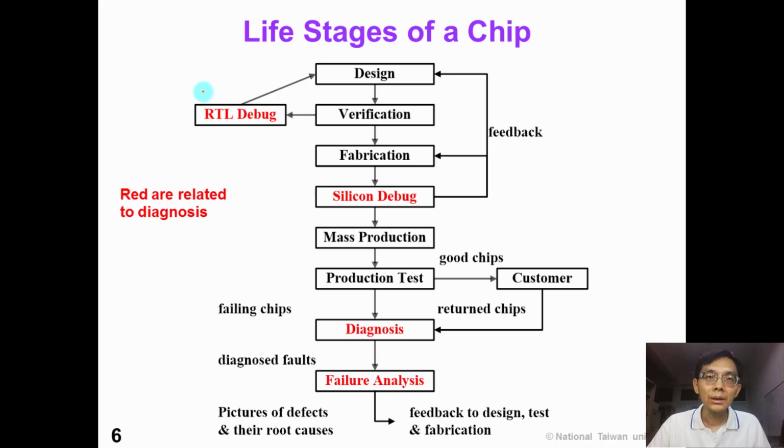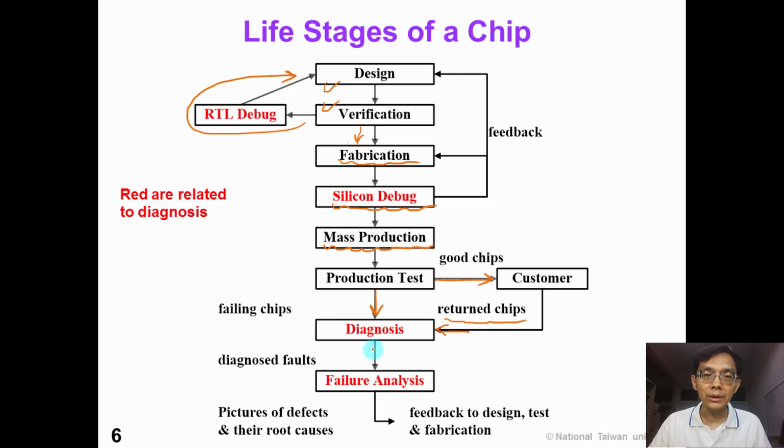This figure shows the life stage of a chip. Once the design is done, it will be verified. If there is any bug, we will need to perform a debug for the RTL code or the physical design. After this design is thoroughly verified, we will fabricate this chip, and then we will perform silicon debugging on a small number of prototype chips. If there is no problem, then we will enter mass production. In production tests, those good chips are sent to the customers, and the failing chips are sent to diagnosis. Also, if there is any chip returned by the customer, we will also diagnose them.